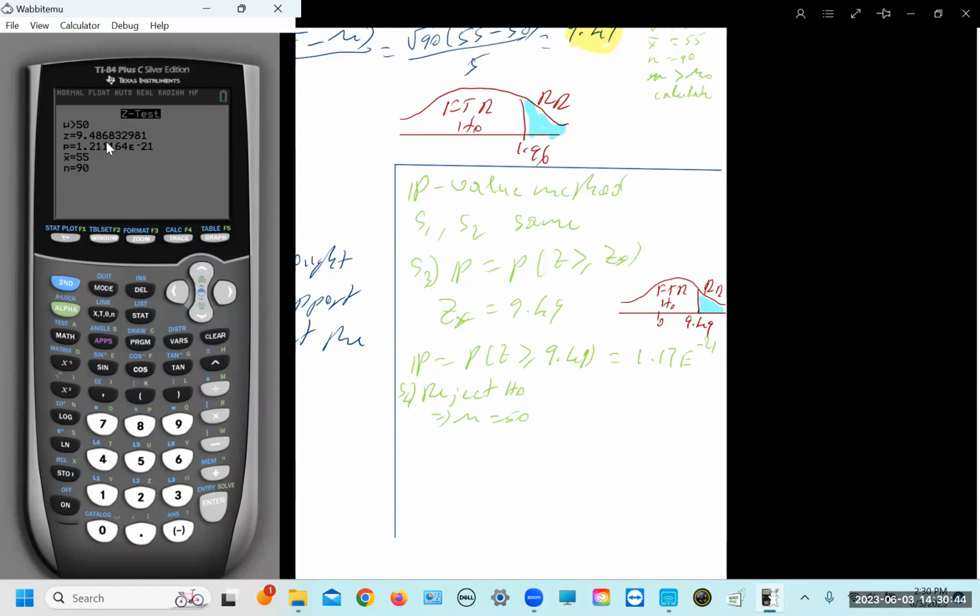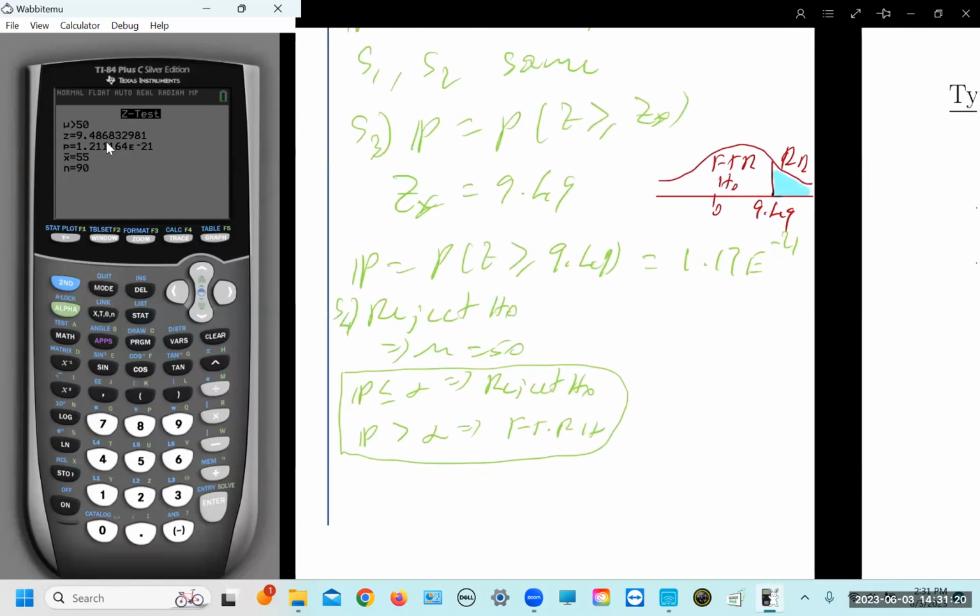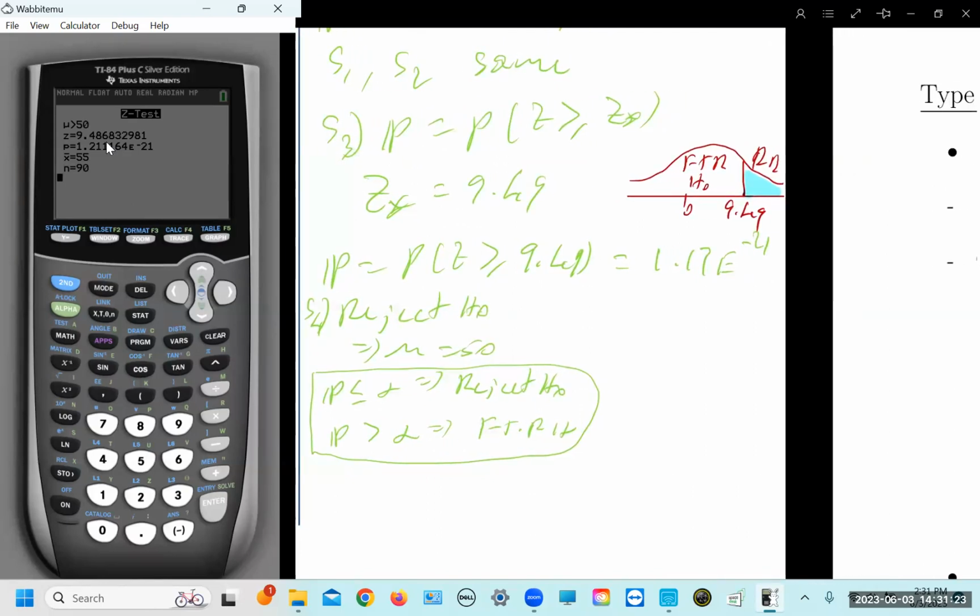Or we can say P is less than alpha, so this one reject H0. Or P greater than alpha, this one fail to reject H0. So this one is just a note. Now we can use this.